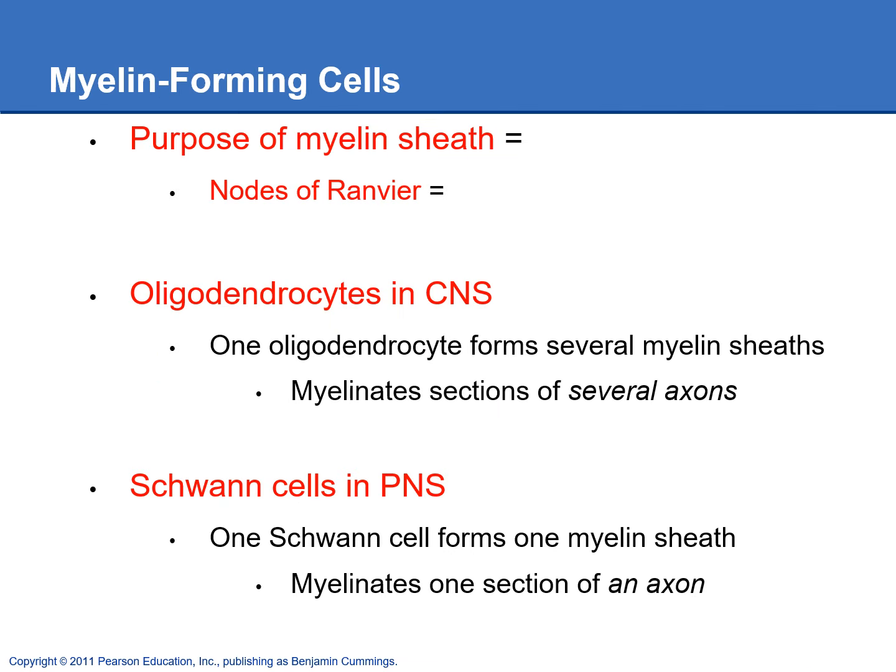And then just to mention the myelin-forming cells, these glial cells: we have the oligodendrocytes in the central nervous system and the Schwann cells in the peripheral nervous system. The purpose of having a myelin sheath is that it's going to speed up the transmission of the action potentials, or the nerve signals, down the axon. And we have these gaps in the myelin sheath, and these gaps are called the nodes of Ranvier, named after the scientist who described them.